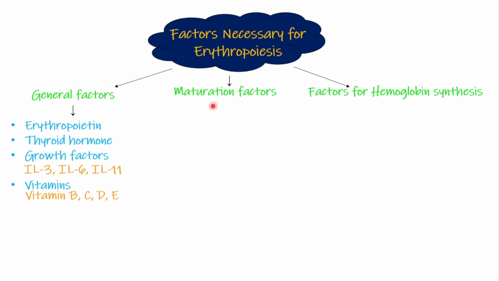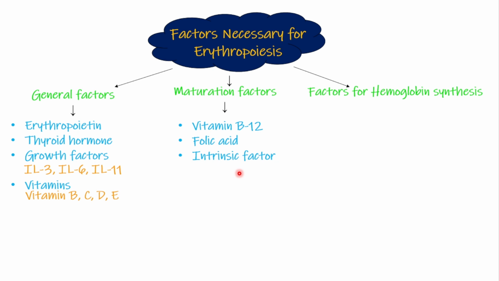Then we have some maturation factors which will help mature the stages of the RBCs. The maturation factors include vitamin B12, folic acid, and intrinsic factor. And these are extremely high yield with reference to the clinical application of this topic with reference to the anemias. For instance, vitamin B12 deficiency or folic acid deficiency or intrinsic factor deficiency will result in maturation defects which will lead to anemia. Anemia is the decrease in the number of RBCs.